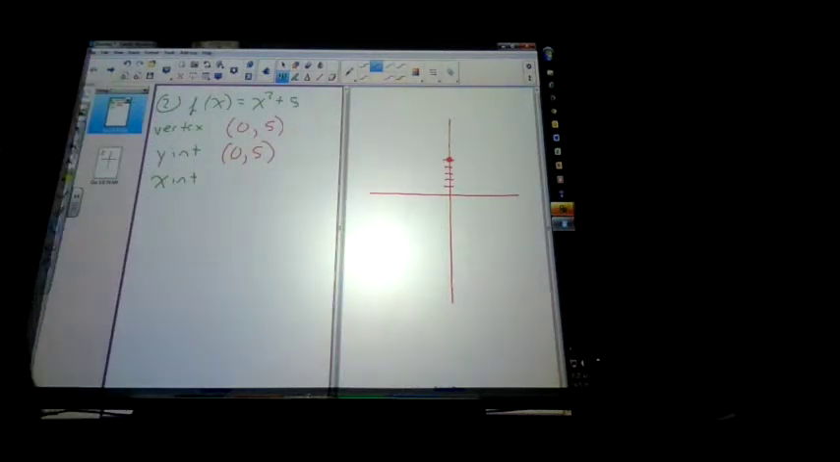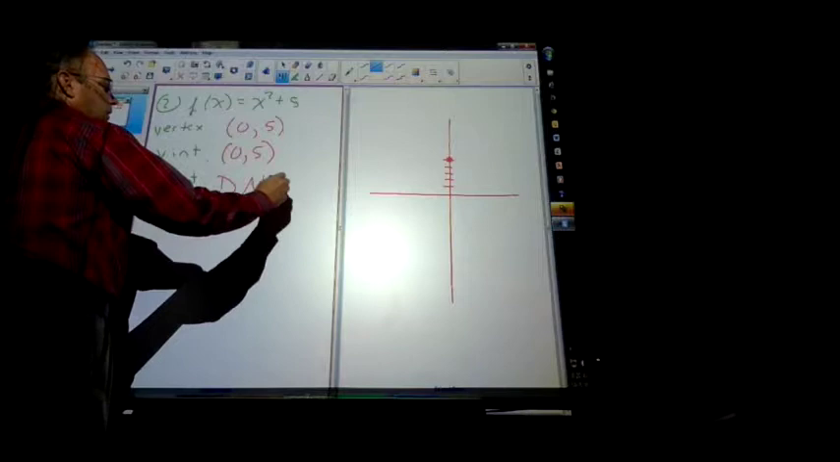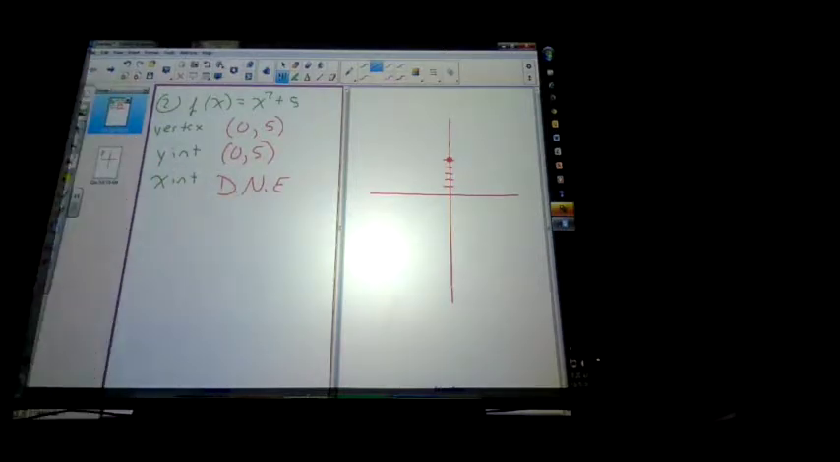Does this parabola open up or down? Up. If it opens up, will it cross the x-axis? No. So the x-intercept does not exist. Is that all right? There are imaginary solutions.